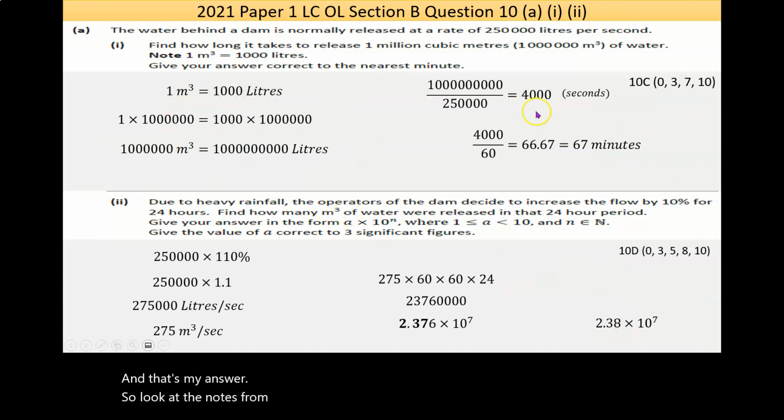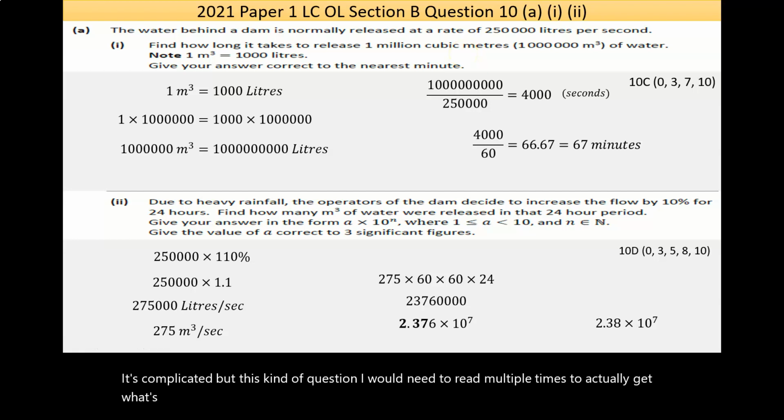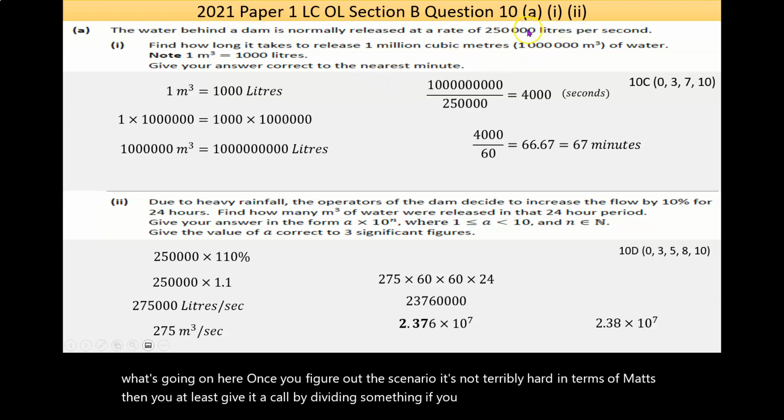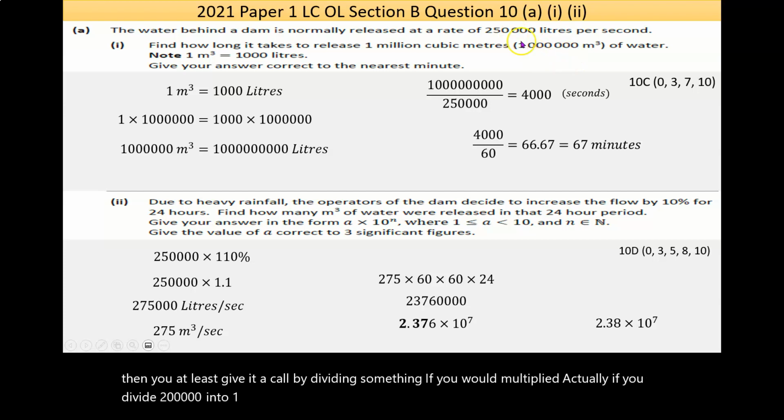That's just trying to put it down there. It's complicated, but this kind of question I would need to read multiple times to actually get what's going on here. Once you figure out the scenario, it's not terribly hard in terms of maths, and you can at least give it a go by dividing something. If you just divide 250,000 into 1 million, just those two numbers, you'd most certainly have gotten the 4. It's not the correct answer, but it's a correct relevant step.